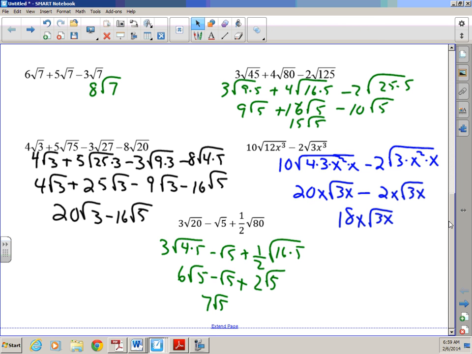So again, when adding or subtracting radicals, they have to be the same radicand underneath the radical sign. You combine the coefficients on the outside, and then you carry over the radical. Okay. And make sure everything is in simplest form when you are done.